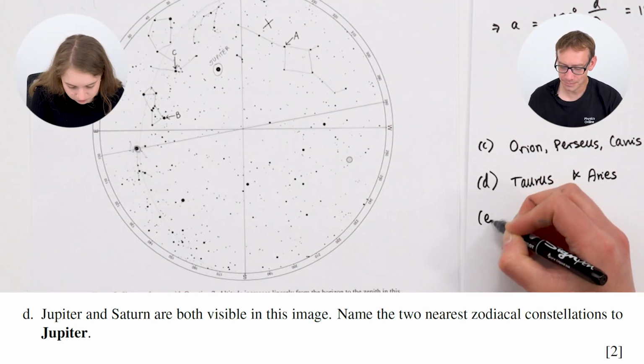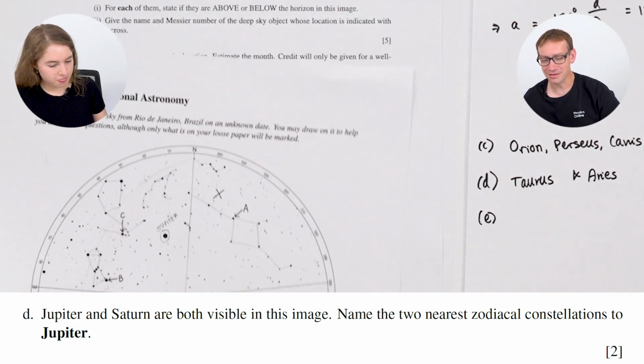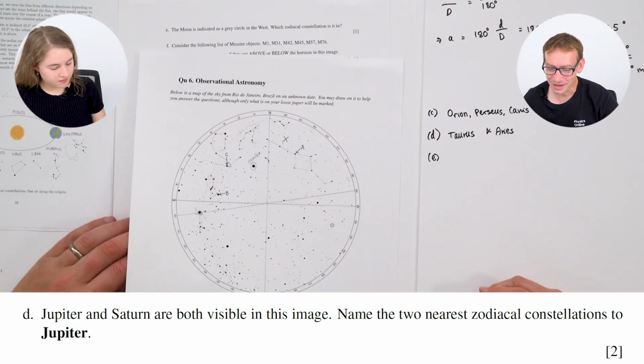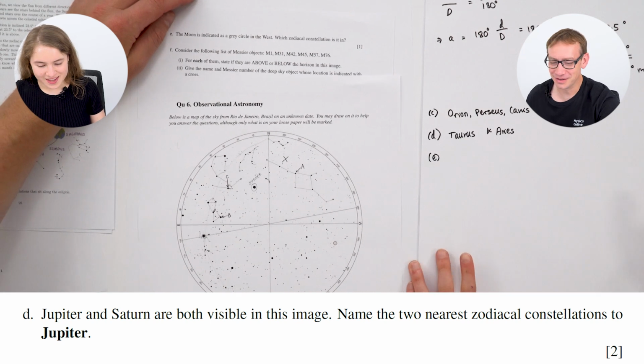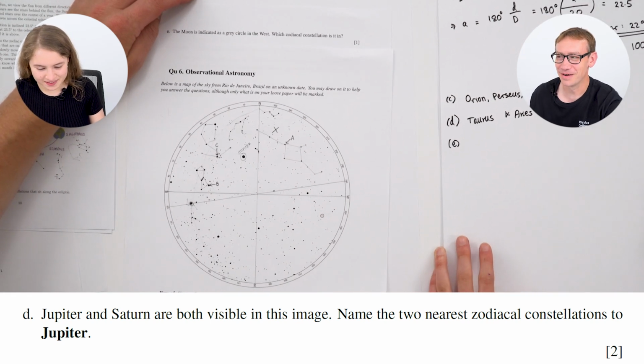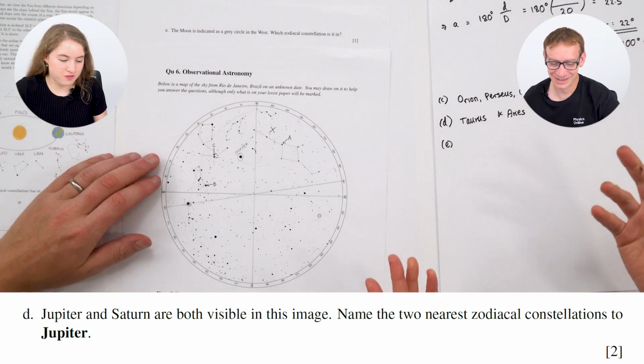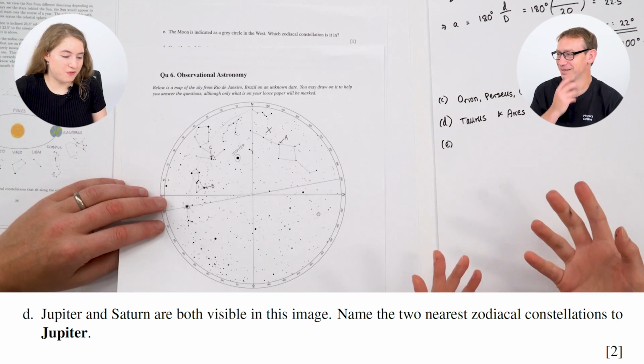Okay, moving swiftly onwards. Again, the moon. If you remember the stuff, it's easy. If you haven't remembered it, it's very hard to guess. If you haven't remembered it, just do the physics questions.